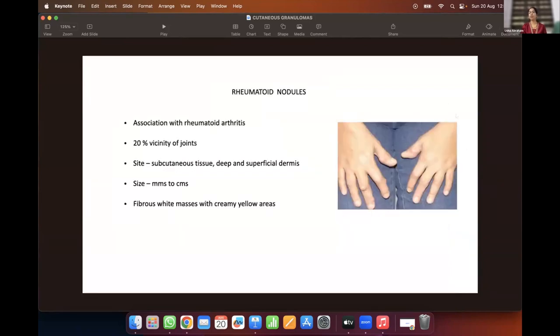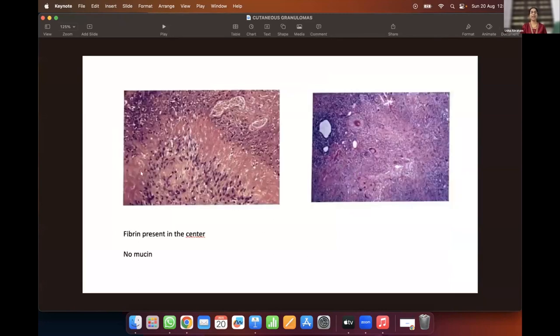Coming to rheumatoid nodules, it's more of a clinical diagnosis than a histopathological diagnosis. You can see these fibrous white masses. If you cut them, they'll have creamy yellow areas, and about 20% are seen in the vicinity of the joints. It can affect the subcutaneous tissue, the deep dermis and the superficial dermis. So again, what you're seeing here is a central area of necrosis, which is more of fibrinous necrosis, along with palisading histiocytes. So here again, we get palisading granulomas with fibrin in the center. Here we're seeing a lot of inflammatory cells with epithelioid histiocytes and multinucleate giant cells.